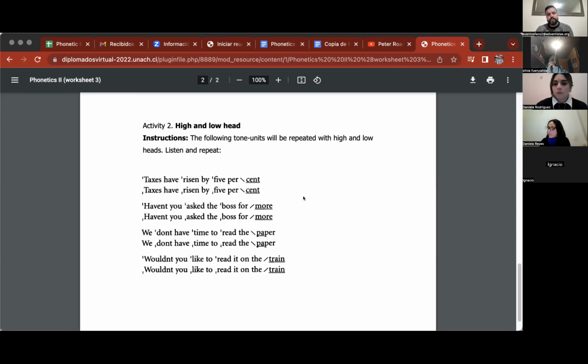We don't have time to read the paper. Remember, one is high, the other low. Let's go with the first one, this one. We don't have time to read the paper. And the other one will be, we don't have time to read the paper. Okay. We don't have time to read the paper. Okay, that's better. Okay, Lore.